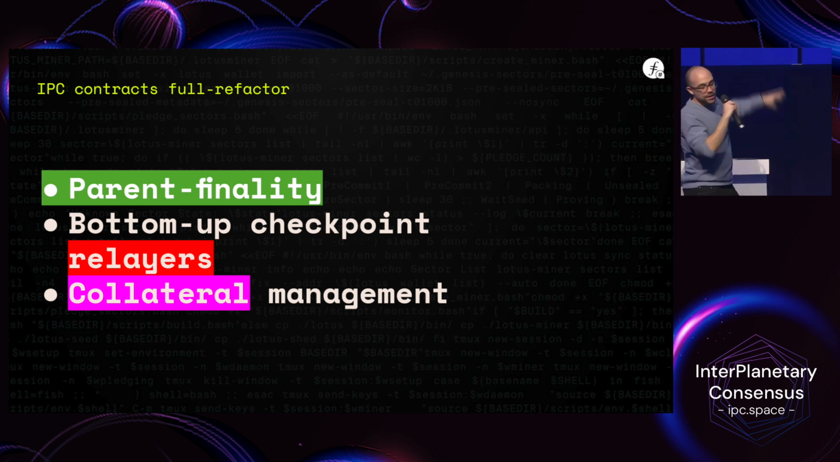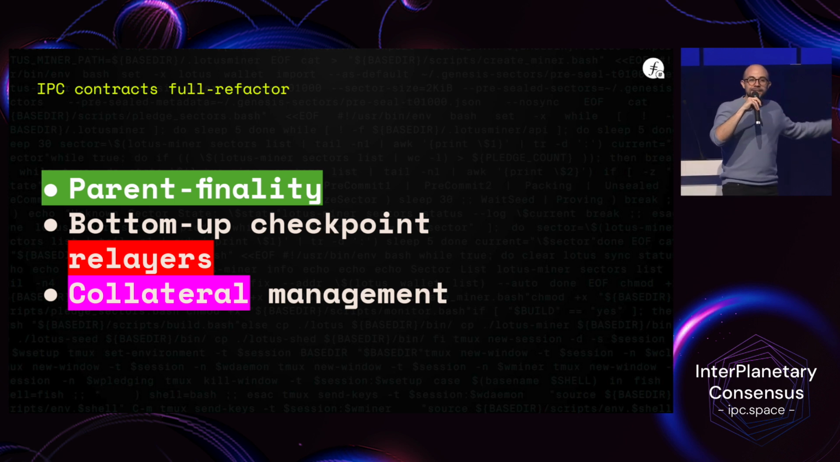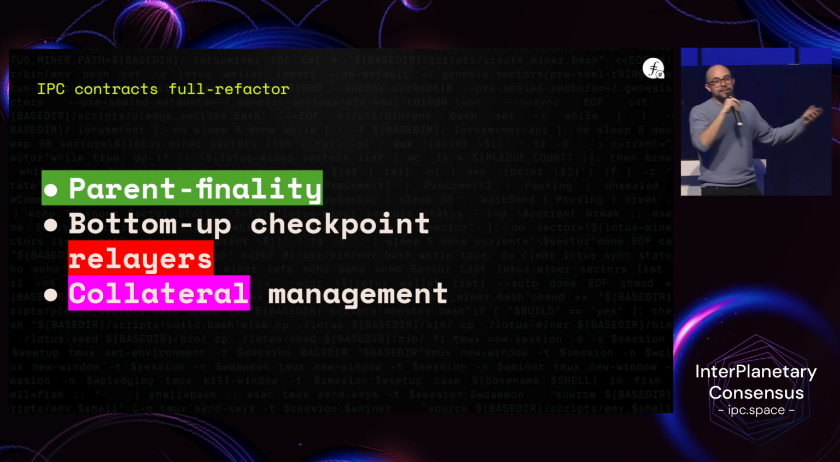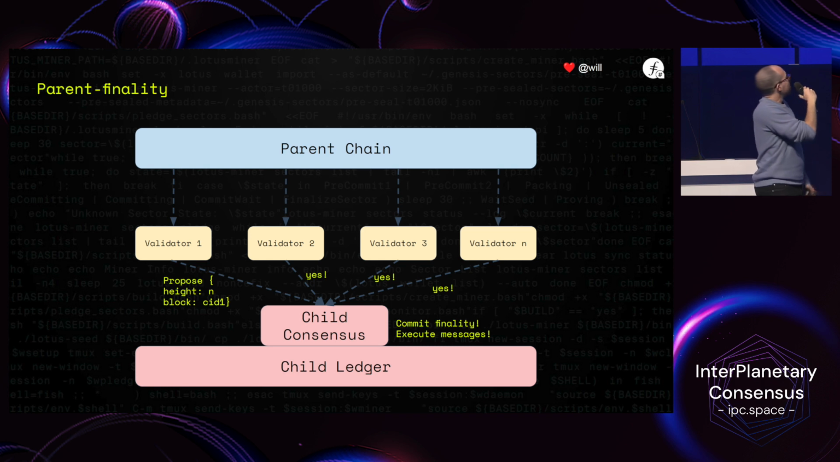So what we've done is another abstraction over collateral. So this is all abstractions, right? We've implemented the pipes so that in the future we are able to allow subnets to tailor to their needs and add additional functionality over these pipes. So really briefly, how does this parent finality work?